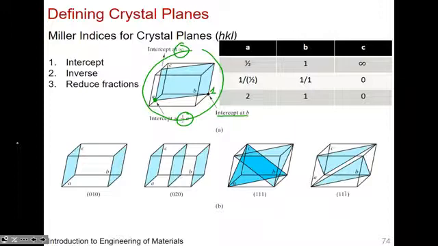So then if you look at part 1, where does it intercept? Well, a, it intercepts at 1/2. b, it intercepts at 1. c, it never intercepts. If you take the inverse of that, so 1 over 1/2, 1 over 1, 1 over infinity is 0 in the limit. So then you have 2, 1, 0, and that is your crystallographic plane. And you don't actually have to do step 3 because they're already integers.